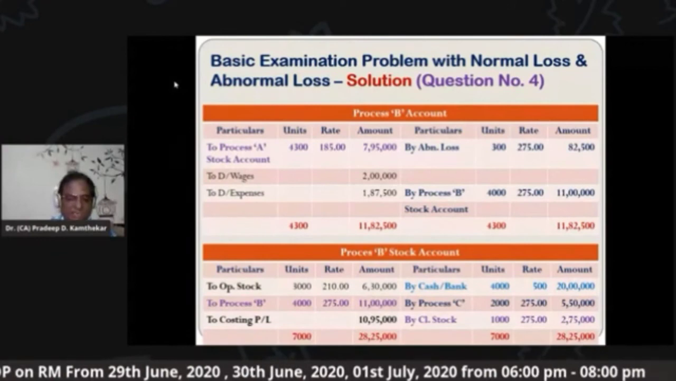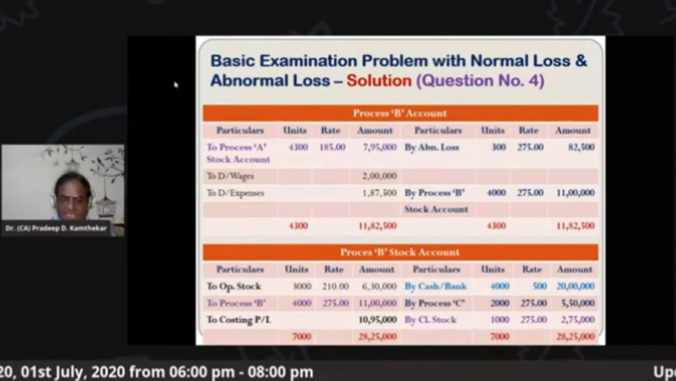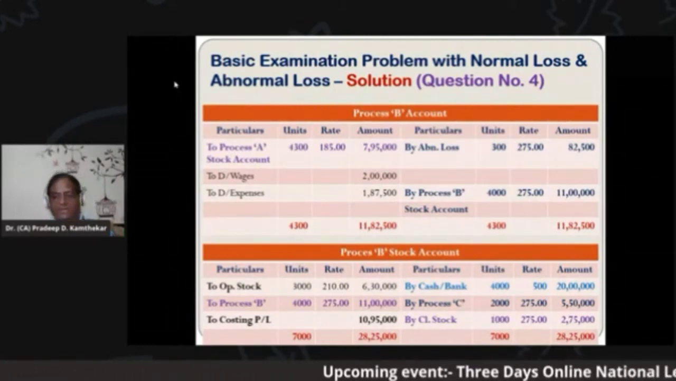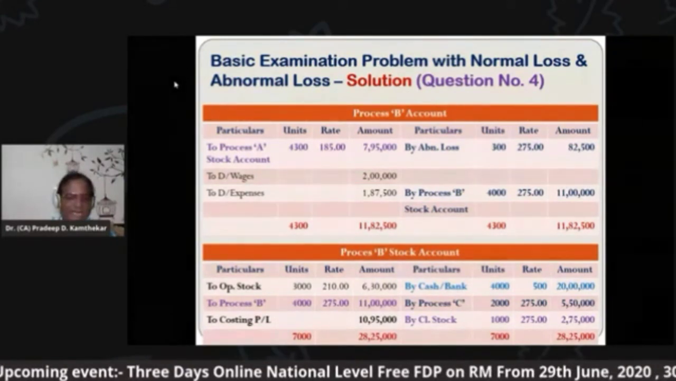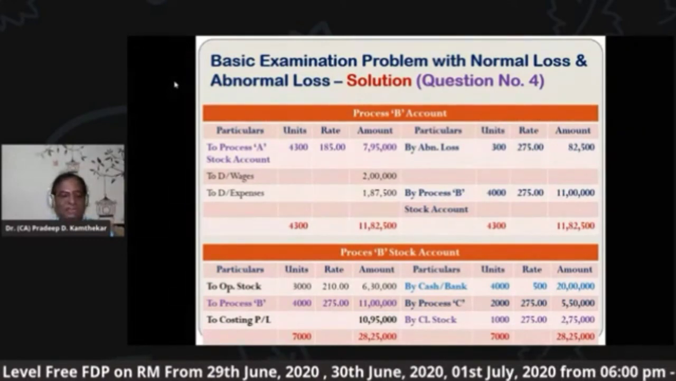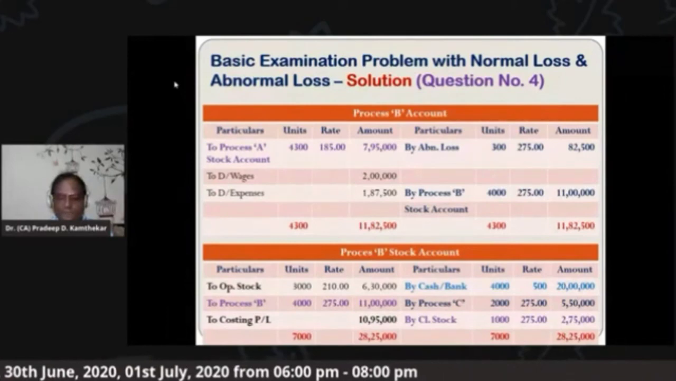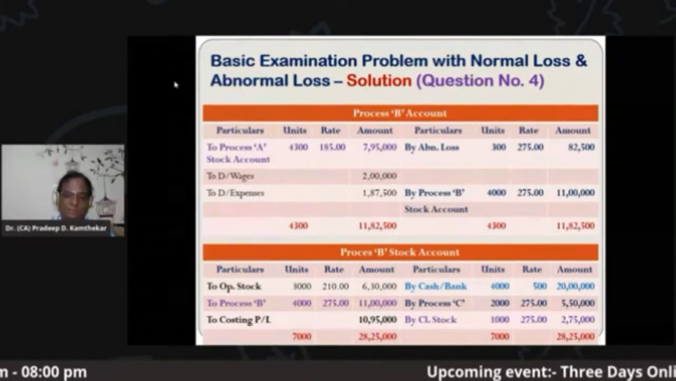So the difference: debit side 7,000, credit side we have 5,000. So the process C transfer will be 2,000, and at what rate? Definitely at the current year's cost per unit, that is 275. And then on the debit side, what you see, the difference 10,95,000, is the profit made on 4,000 units sold from the process B stock account. This goes on for process C stock account, etc.